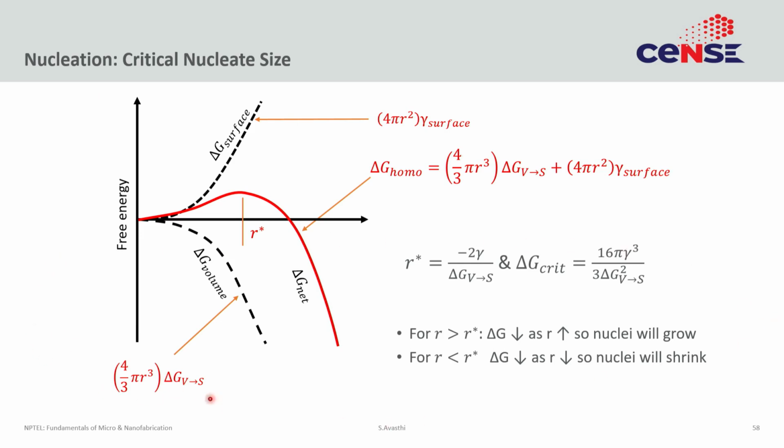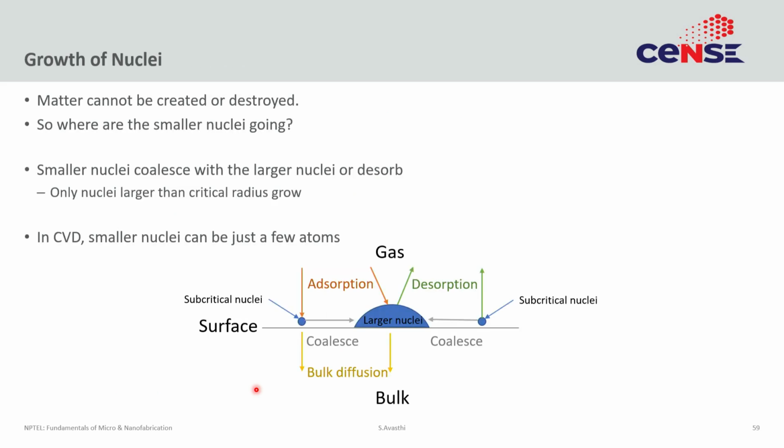This is a very well known phenomena. People who are from chemical engineering or materials would probably be familiar with this. In its very simplistic form, this is what nucleation is. Now, matter cannot be created or destroyed, right? So, where are the smaller nuclei actually going, like why are they shrinking?